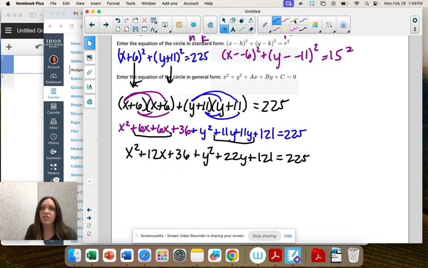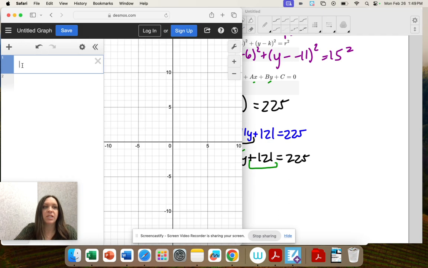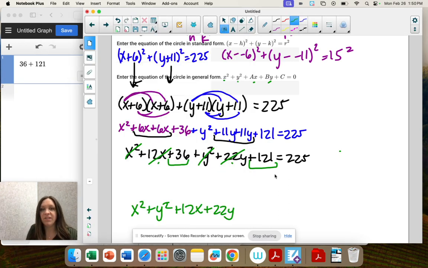Now let's get it in general form. So x squared plus y squared, those are out. Now my x term and my y term, so 12x and 22y. Now I have more like terms, 36 and 121. So when I add those together, I get 157.